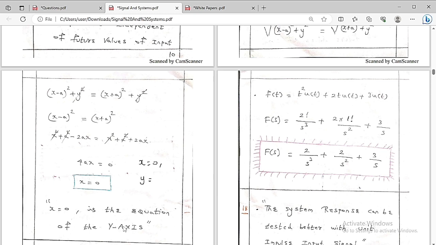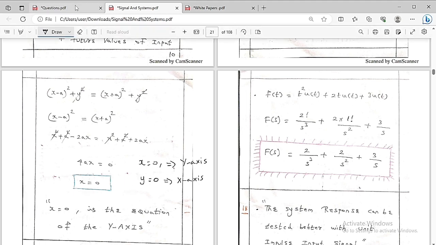And y is equal to 0 is the equation of the x-axis. So this is about the x-axis and this is about the y-axis. See, on the x-axis, the y value is always equal to 0. On the y-axis, the x value is always equal to 0. Listen carefully. On the y-axis, the x value is always equal to 0, or on the x-axis, the y value is always equal to 0. So x is equal to 0 is the equation of the y-axis. So what we can say is, this is nothing but the y-axis.